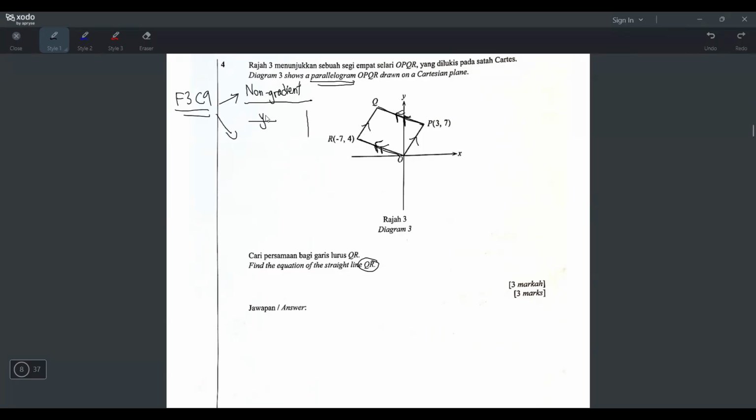So the equation will be y equals a number. Y equals something, and the number depends on where the line cuts the y-axis. If it cuts the y-axis at 5, then it's y equals 5. It depends on where it cuts.